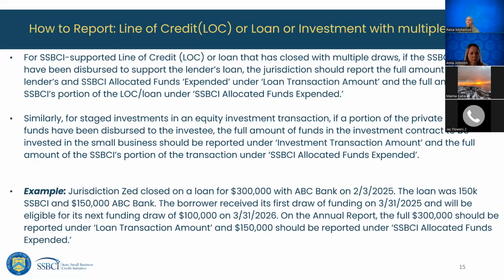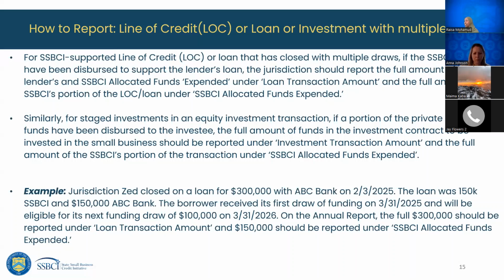So that's going to be for staged investments in equity programs. And so here we have an example on the loan side. Jurisdiction Z closed on a loan for $300,000 with ABC Bank on 2/3/2025. The loan was $150,000 SSBCI and $150,000 ABC Bank.